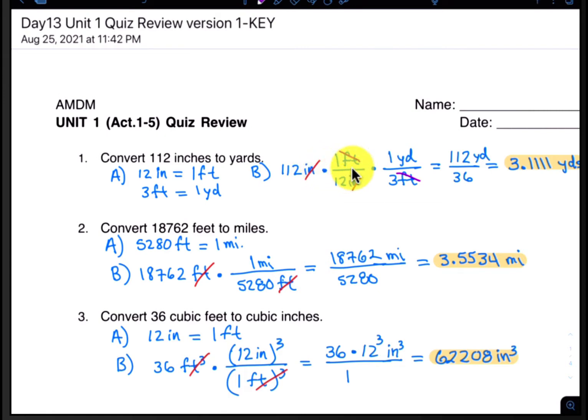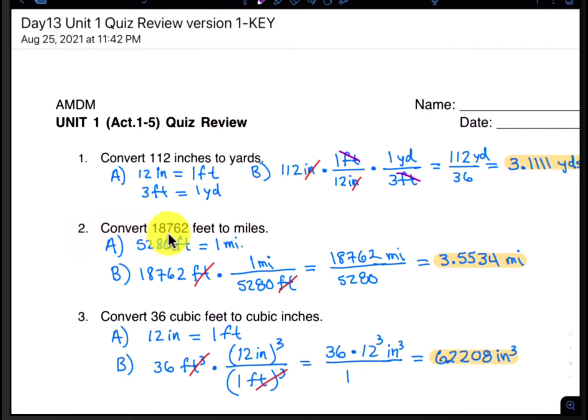We'll multiply that by the conversion factor that 1 foot is 12 inches, and then the inches cancel. And then we multiply that by 1 yard is 3 feet, and then the feet cancel. And now we're left with yards. Multiply 112 times 1 times 1, which is 112 yards. And then on the bottom we have 12 times 3 is 36. And then you divide 112 by 36 to get 3.111 yards.